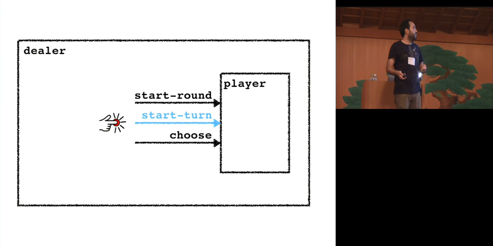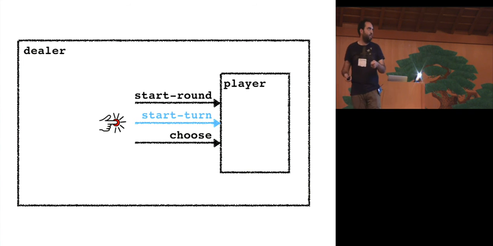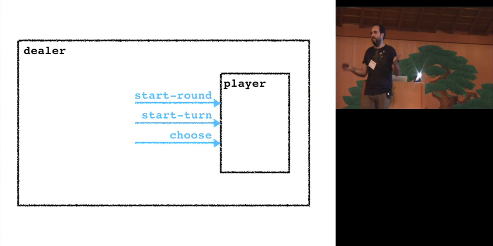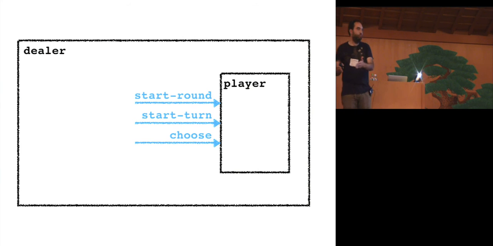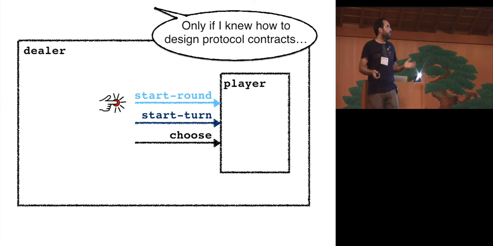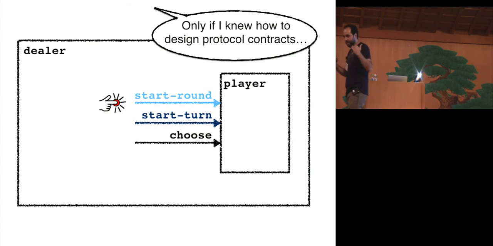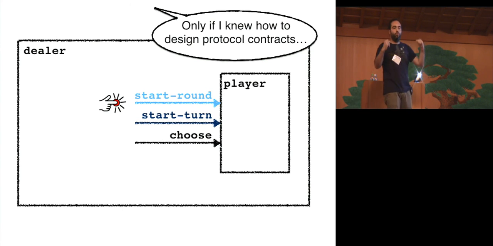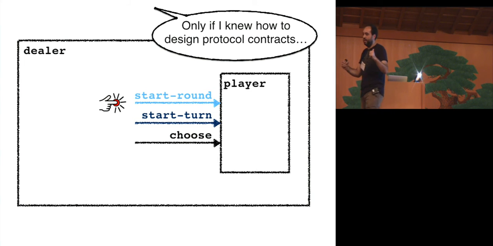And after the dealer sends the start turn message, then more possibilities open up. Either the dealer can ask the player to take another turn, or to perform the secondary move choose, or to start a new round again. So it will be great if we had a systematic way using our analysis to be able to capture this protocol with a contract and enforce it at runtime.